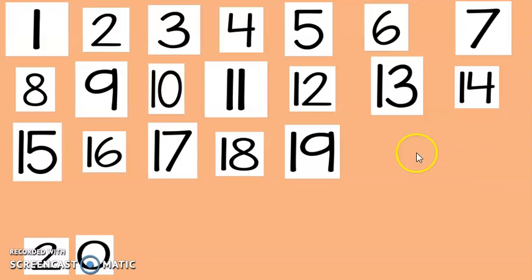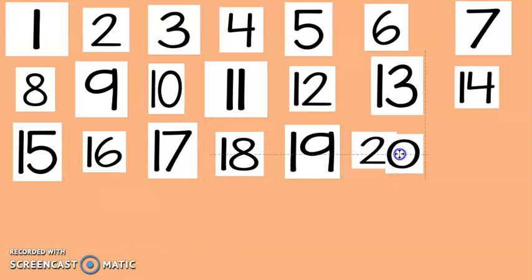Now let's count again because we have one more number we got to put here. Let's count. 1, 2, 3, 4, 5, 6, 7, 8, 9, 10, 11, 12, 13, 14, 15, 16, 17, 18, 19. What number goes after 19? Good job. 20. So I'm going to put a 2 there. And I'm going to put the 0 right behind it. 2 zeros, 20. Okay, good job, first graders.